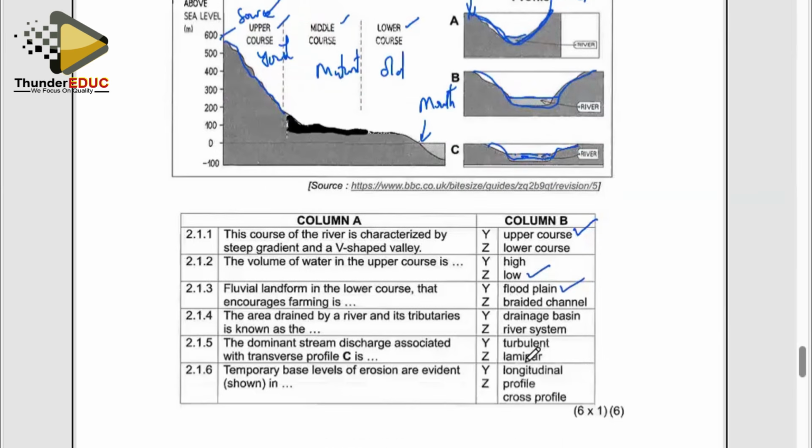The area drained by a river and its tributaries is known as a drainage basin. The dominant stream discharge associated with the transverse profile of C. Here, what kind of discharge? Is it turbulent or laminar? Basically, it's laminar. There is going to be a steady flow of the water. The water will flow smoothly.